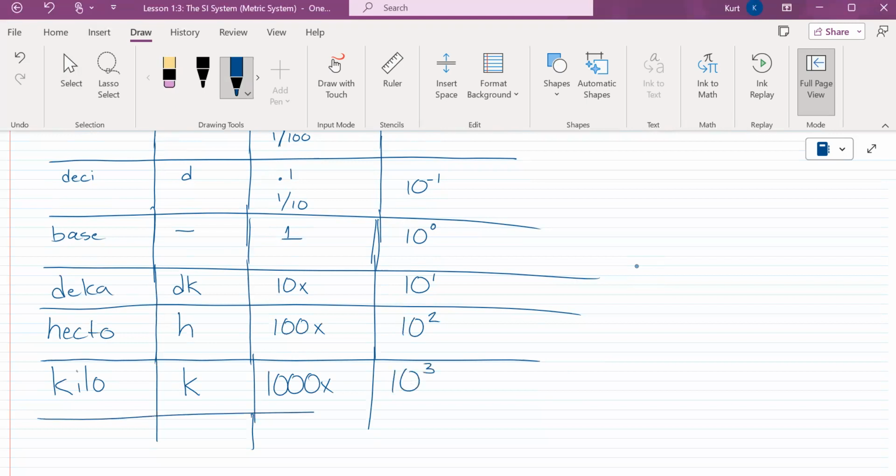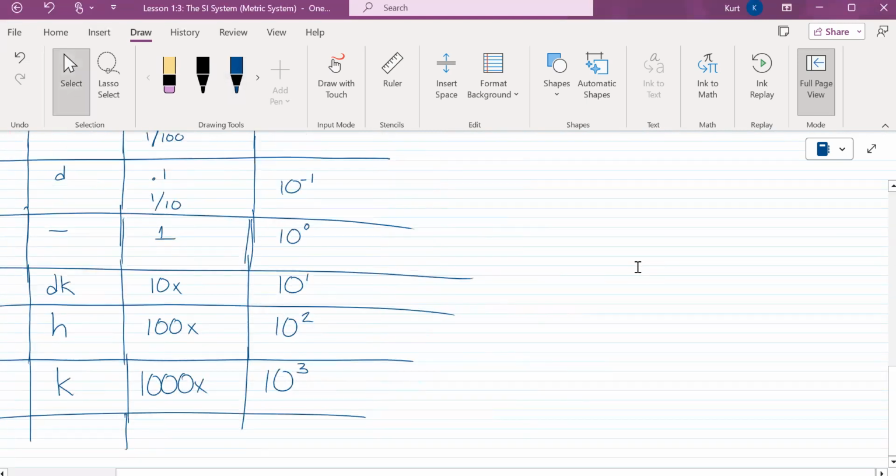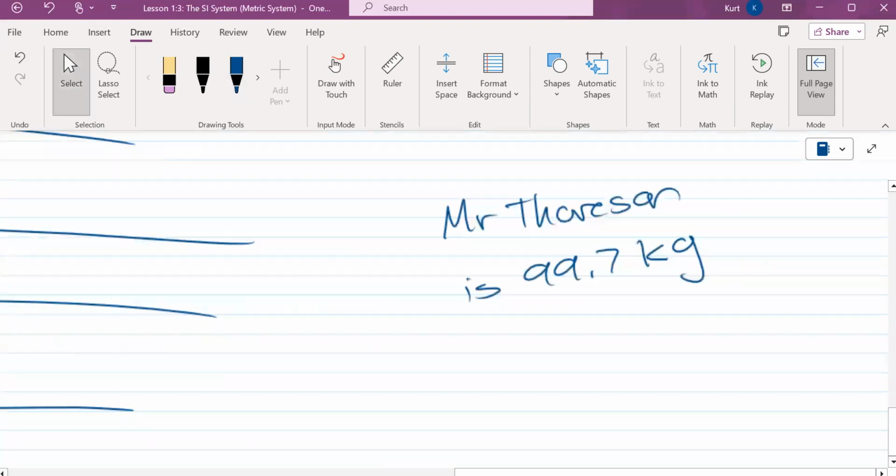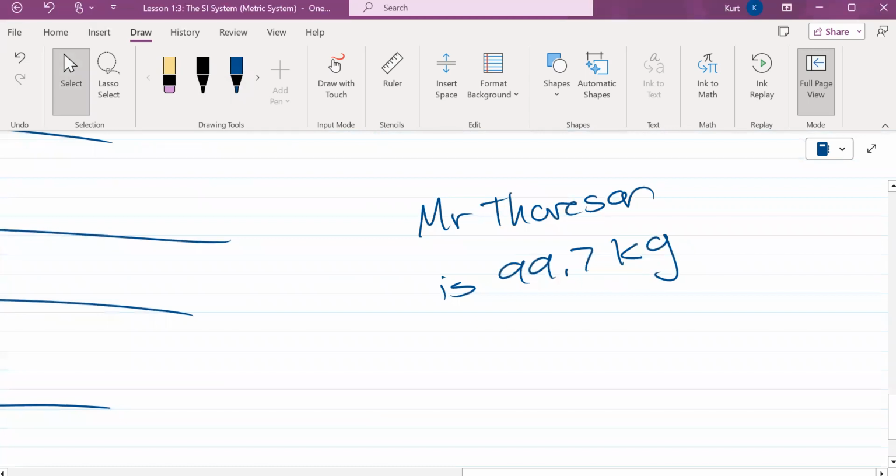So I want to pause here for a second, let this sink in. See if you can do this math. I'm going to teach you how to do it, but I just want to see if you know how to do it. You ready? Mr. Thorson is 99.7 kilograms. Can you tell me how many grams I am?